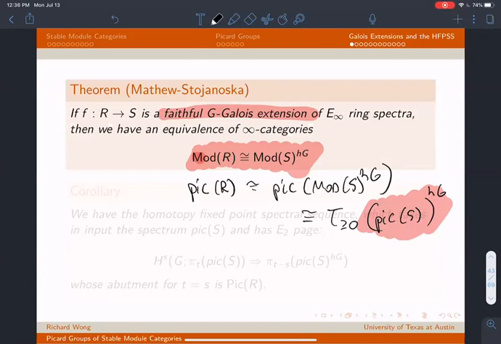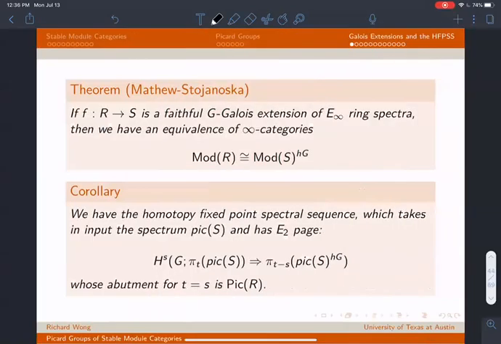And since we have this equivalence, we have this homotopy fixed point spectral sequence. And the thing that we're interested in computing is going to be pi 0 of Pic S to the hG, which we saw is going to be equivalent to the Picard group of R.